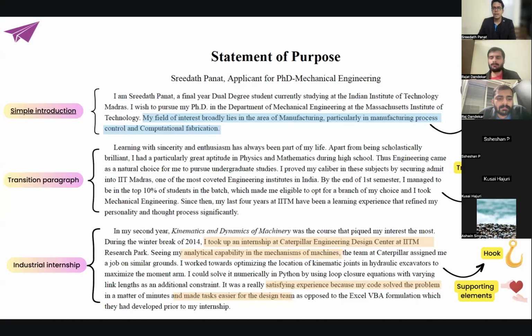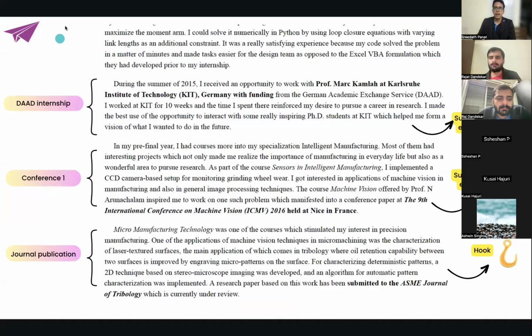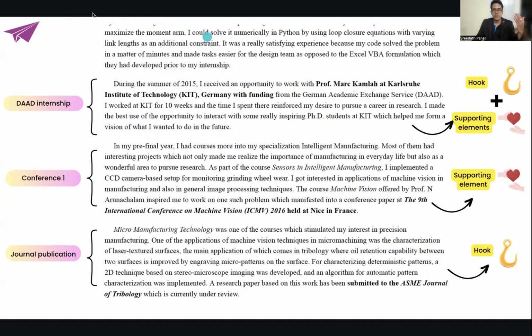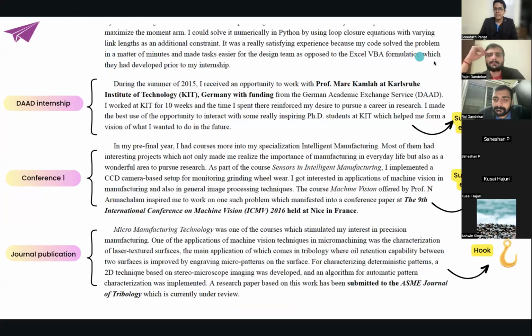Then in the second half of the first page of my SOP, I had a few more hooks and supporting elements. One of the next things was that I mentioned a DAAD internship. The impact of this DAAD internship was that it was in Germany, and DAAD is a very selective program. Dr. Rajat had also mentioned his DAAD internship. The problem for me was that my DAAD internship was not at all related to my field of application. It was related to computational modeling of thermomechanical aspects of a nuclear fusion reactor, so it was not at all related to manufacturing.